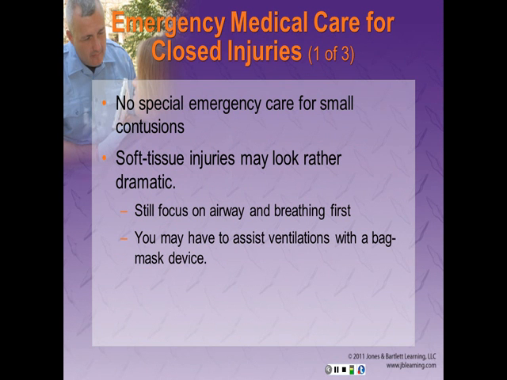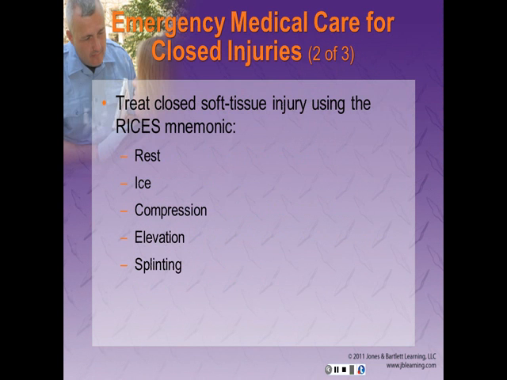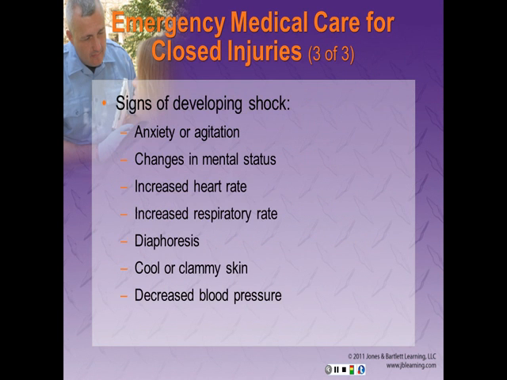Treat a closed soft tissue injury using the RICES mnemonic: rest, ice, compression, elevation, and splinting. You should also be alert for signs of developing shock, which include anxiety or agitation, mental status changes, increasing heart rate, increasing respiratory rate, diaphoresis, cool or clammy skin, and a decreasing blood pressure.